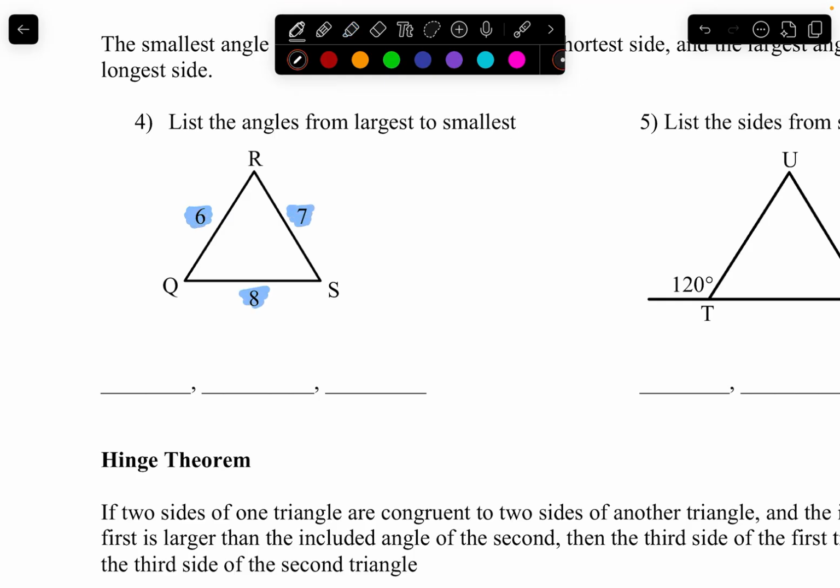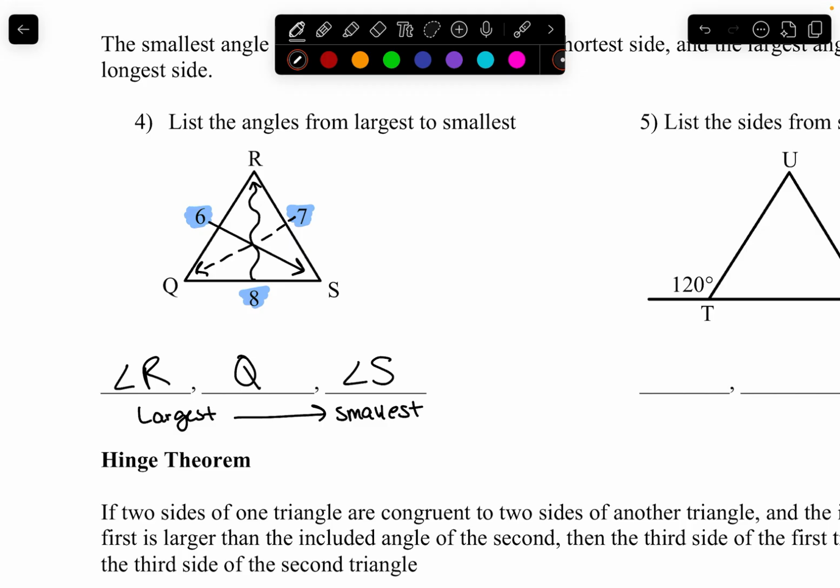Okay? When you look, 6 is the smallest side, which means that the angle across from it is going to be the smallest angle. So the smallest angle is S. So angle S is the smallest. It says go from largest to smallest, which is why I put S all the way over there. Okay. The middle side length is 7, which means that the angle opposite of it, Q, is going to be the middle length. And then 8 is the longest side, which means that R is going to be the biggest angle. So this is the largest angle, and then we go to the smallest angle.